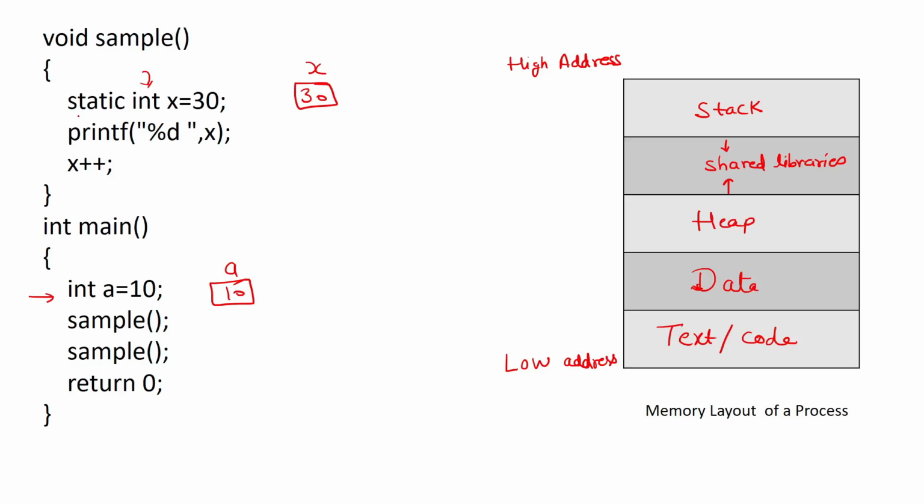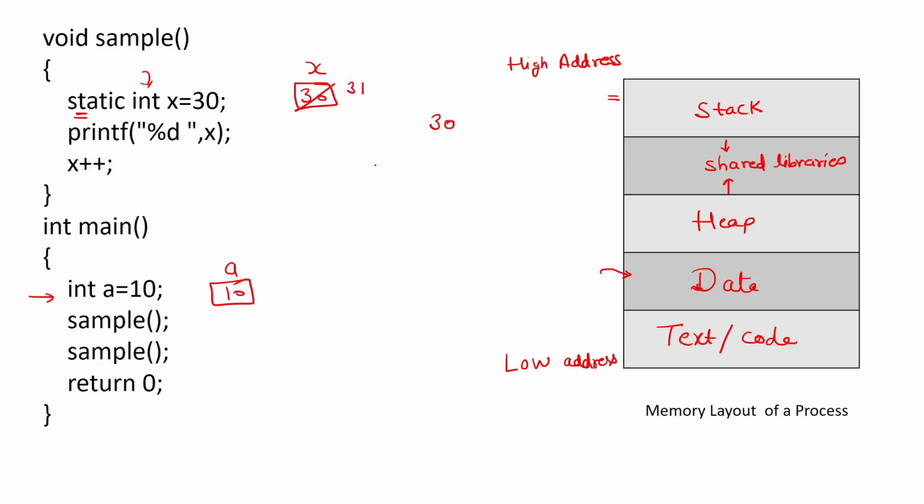Just for your information, this static variable will be stored inside the data section. So this static will not be stored inside the stack. Only the automatic variables are stored on the stack. Now the next line we are printing this x, so our output will be 30. Now we are incrementing this x, so this x will be incremented to 31.